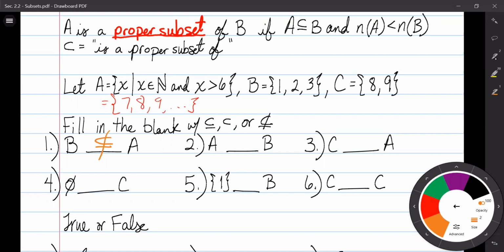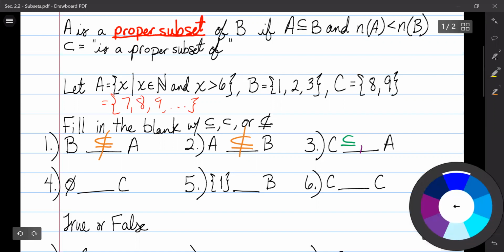All right. Number 2, is A a subset of B? That's also a no. Number 3, is C a subset of A? Yes. So C has 8 and 9, and A has 7, 8, 9, 10, etc. So C is a subset of A. All right, and it's also true that C is a proper subset of A because C is a smaller set than A.